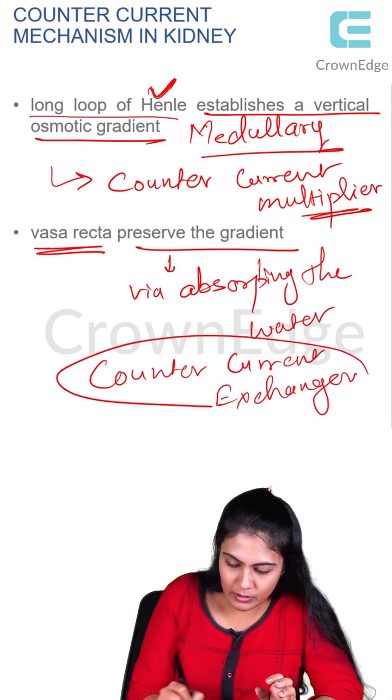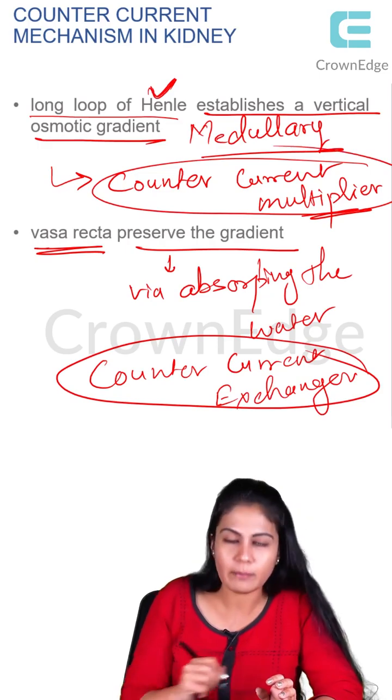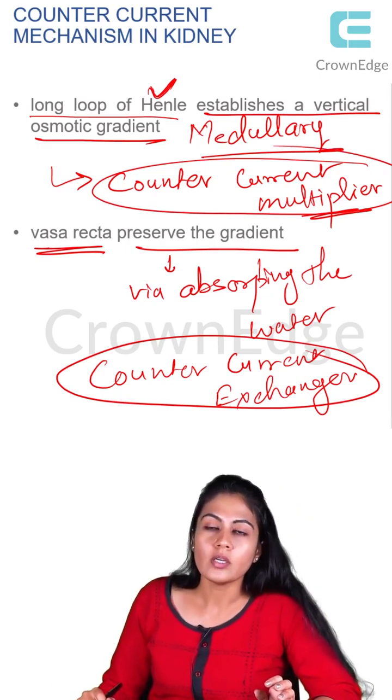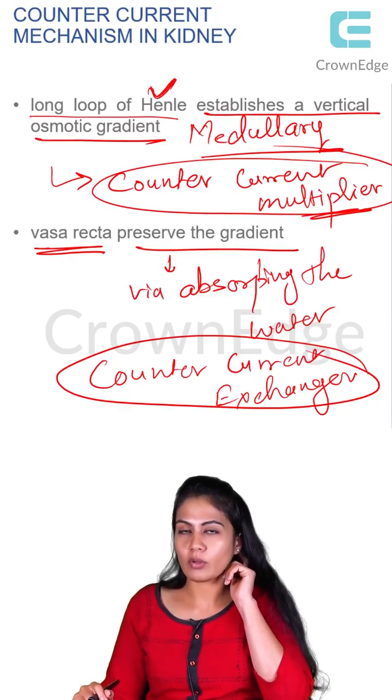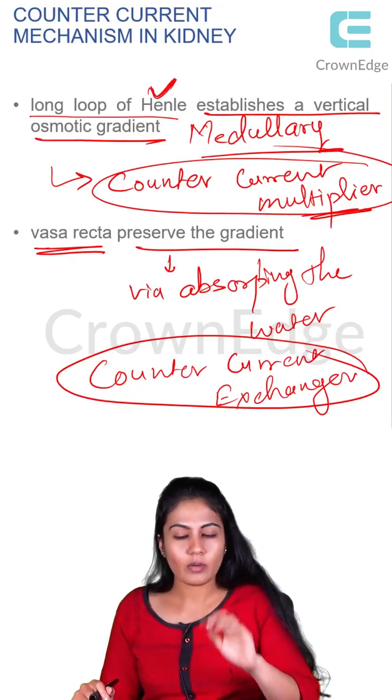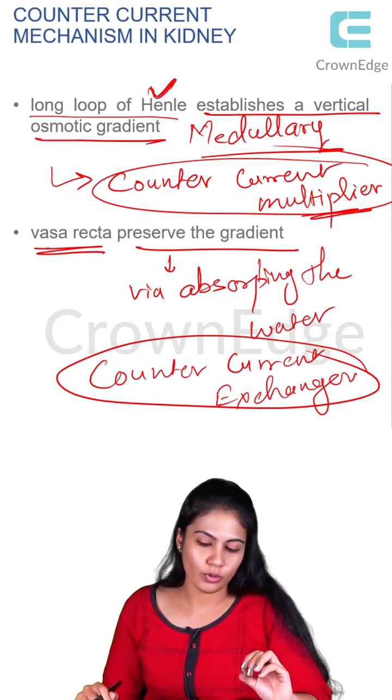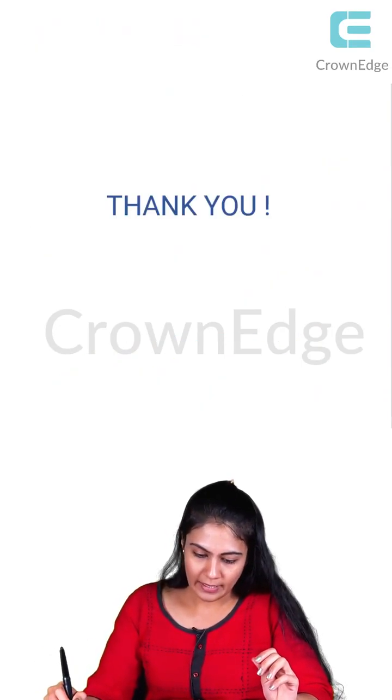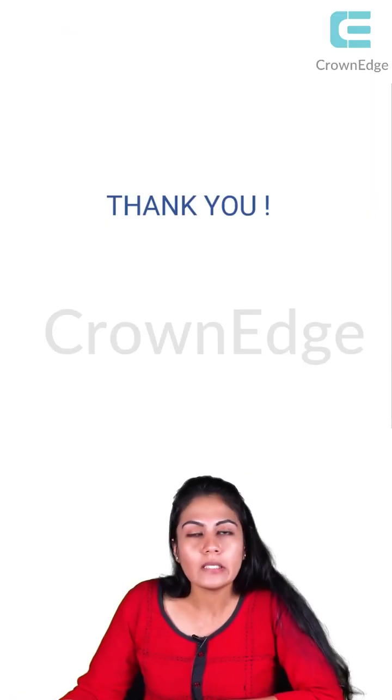So just remember these two names. They ask about what is the multiplier and what is the exchanger. When they talk about the exchanger, they are talking about the vasa recta, and when they talk about the multiplier, that means they are talking about your loop of Henle. So that's all about the renal system.